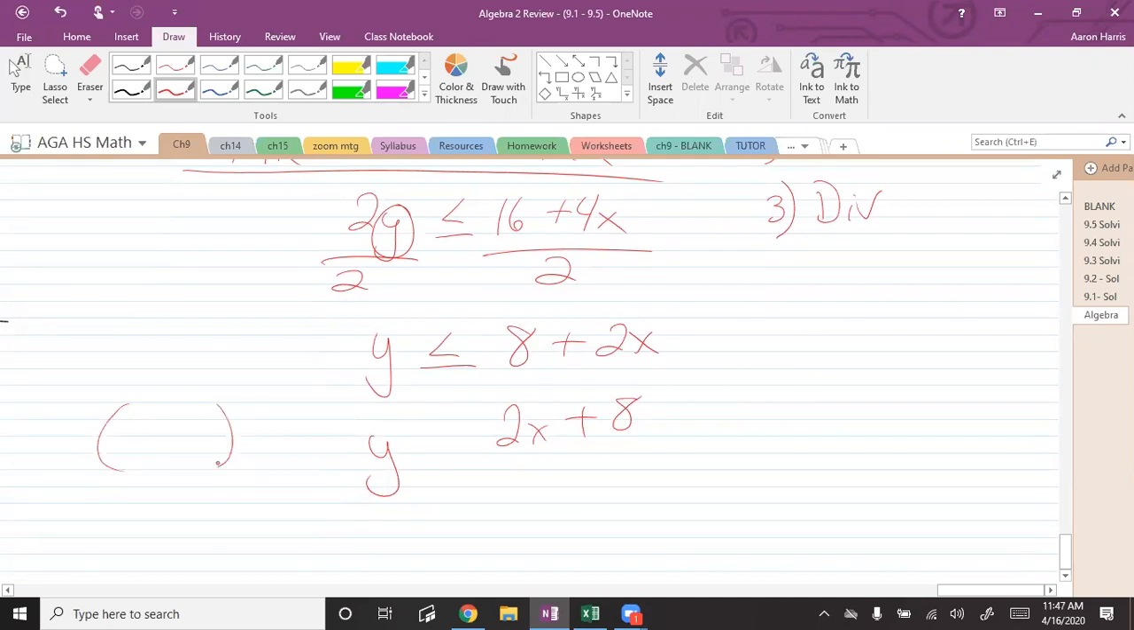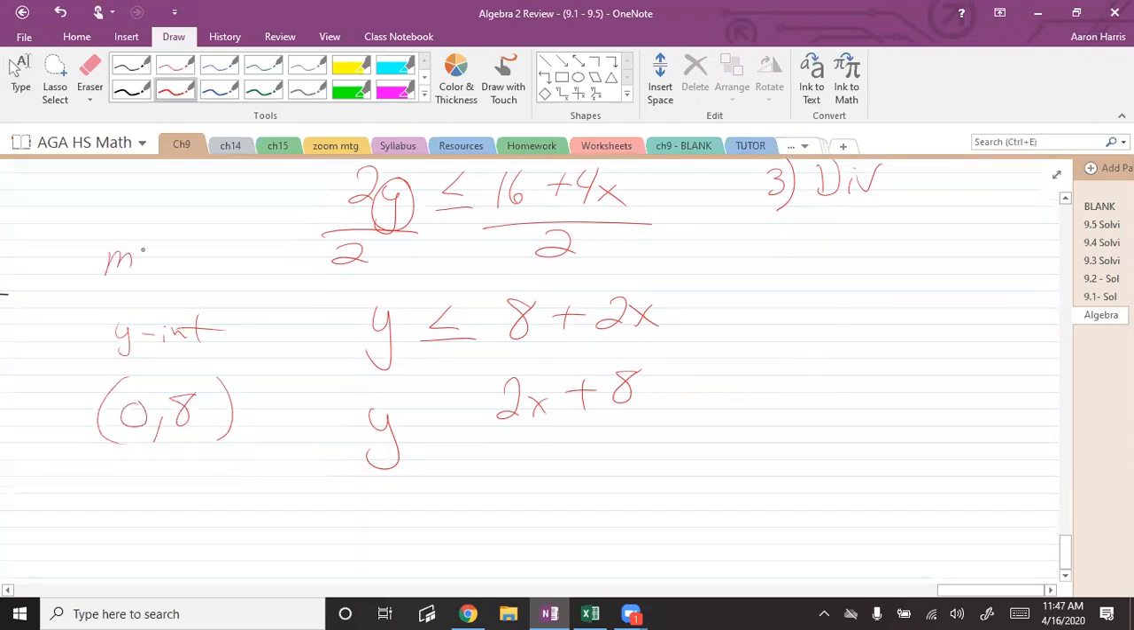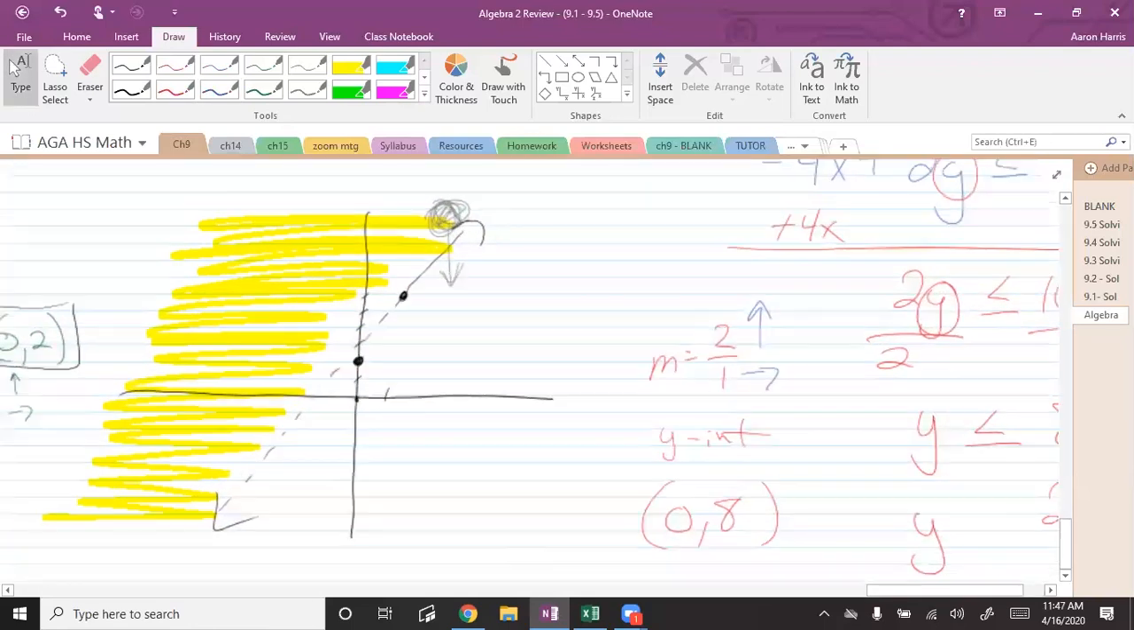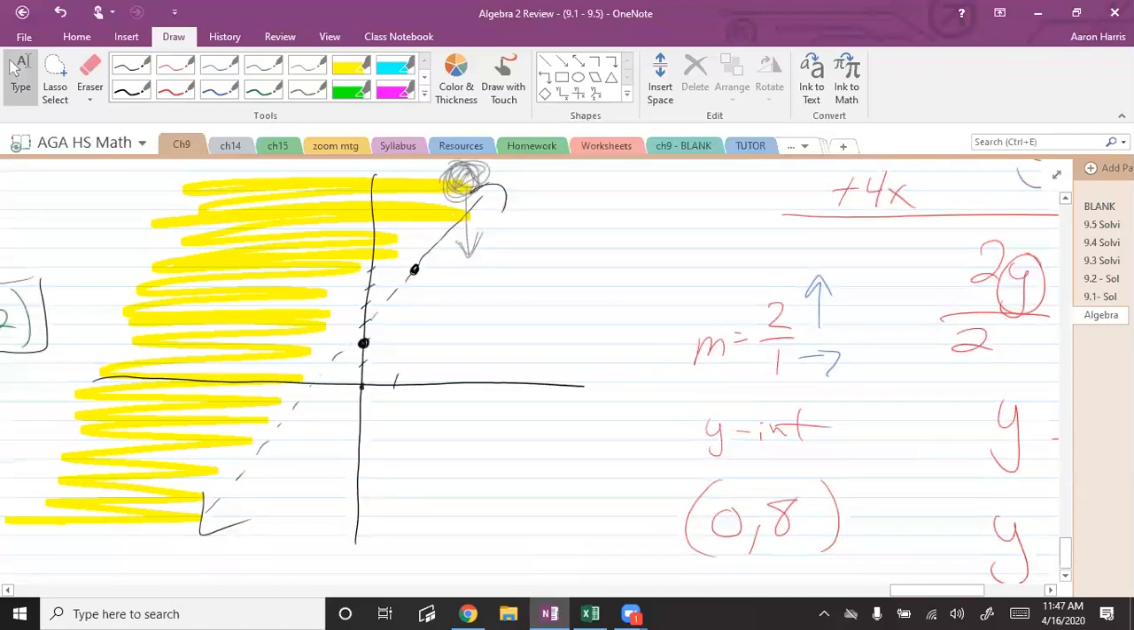So therefore I know what? What's the y-intercept? 0, 8. And the slope is what? 2 over 1. Which tells me to go up 2, right 1. Good. Can I graph that? Yes. All right, so let's graph it.